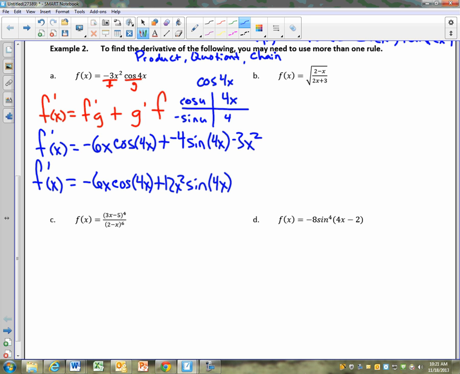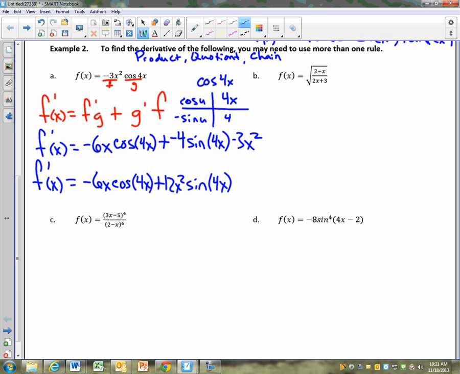Now, can you see what is going to be the outside structure to this problem? You have u to the 1/2. The outside structure to this problem is going to be the chain rule. Can you see what the inside structure is going to be? The quotient rule.